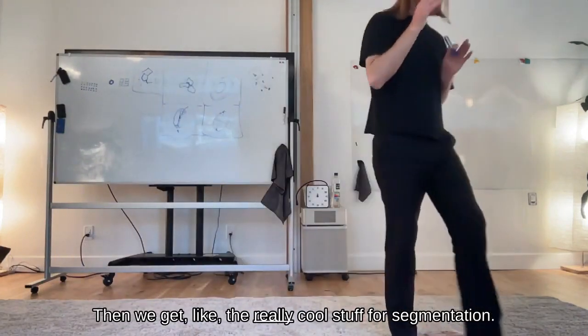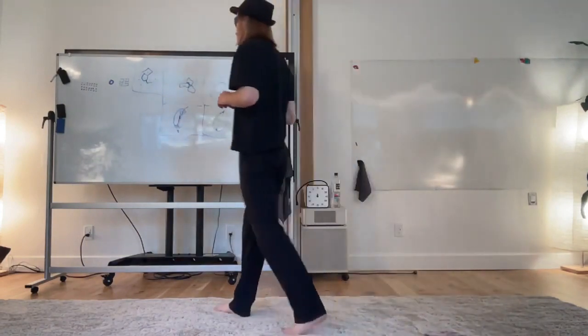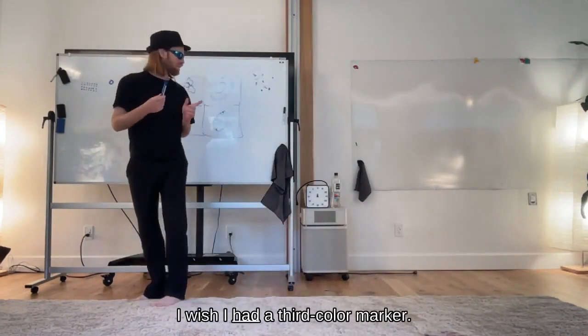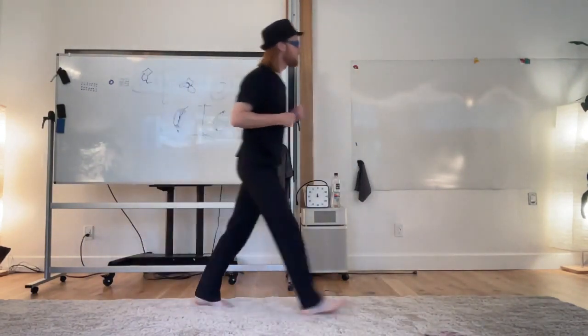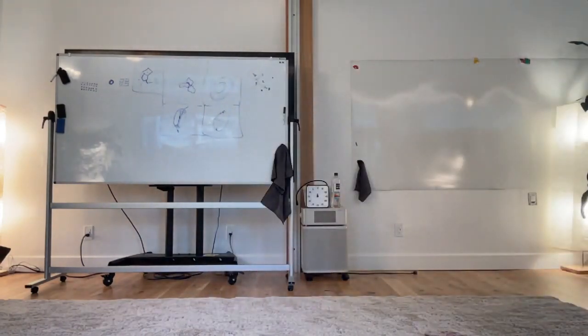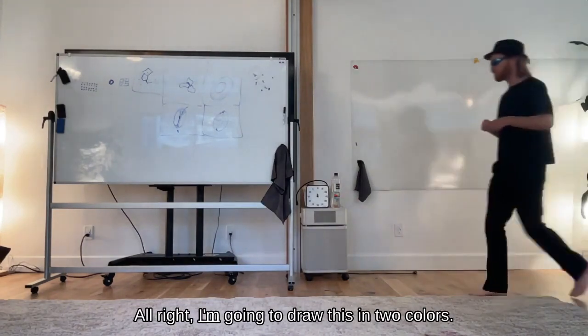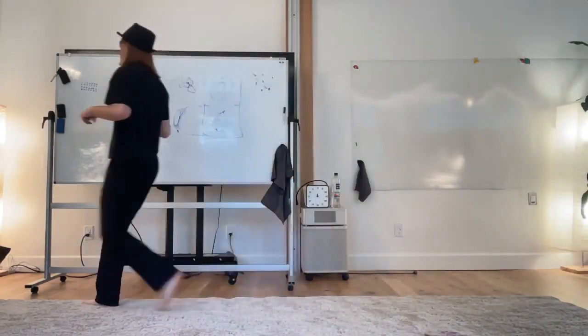Then we get the really cool stuff for segmentation. I wish I had a third color marker. There. We don't have enough markers really, but I can find some for you. No, we don't have a third color marker. All right, I'm gonna draw this in two colors.